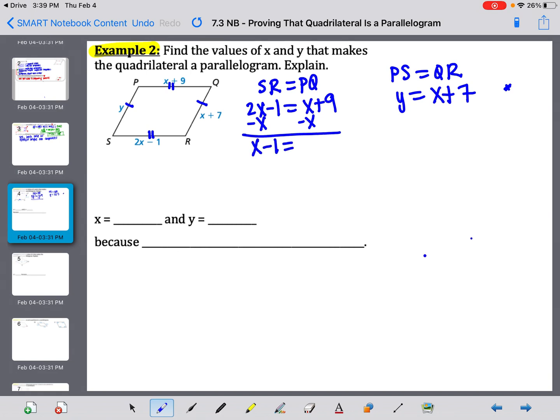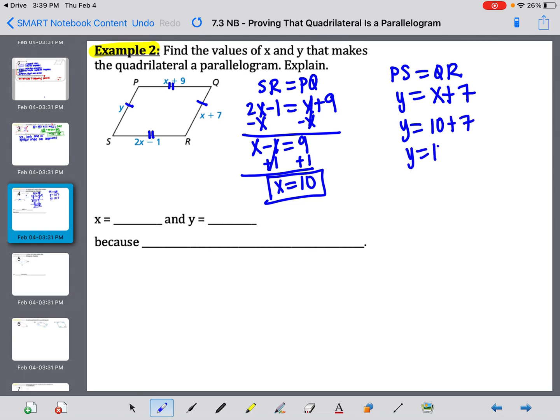So to solve my first equation, I'm going to subtract x from both sides. And I get x minus 1 equals 9, these cancel, plus 1, and x equals 10. Okay, and then my second equation, I have y equals x plus 7. Well, good news is I already solved for x, so I can substitute that in. So I have y equals 10 plus 7, and I have y equals 17. So I solved for x and for y.